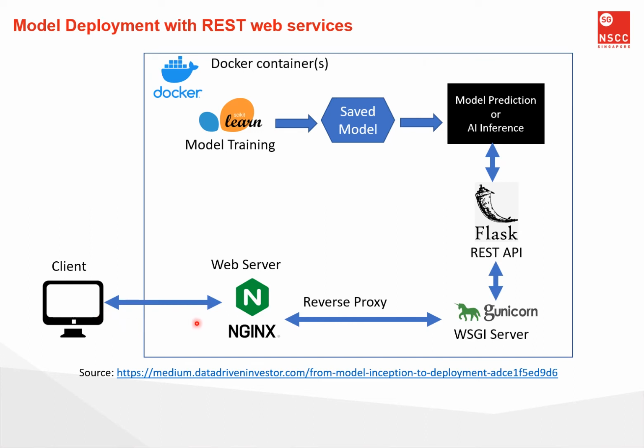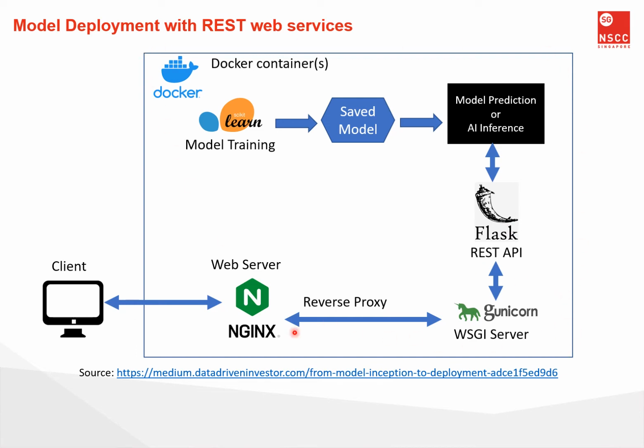We'll talk about the whole process of sending a request. What's the shape of the URL that you would present here at the web server, how it's translated to Flask and Gunicorn, and finally how the information is picked up from the saved model. So we're going to talk through the whole process here.